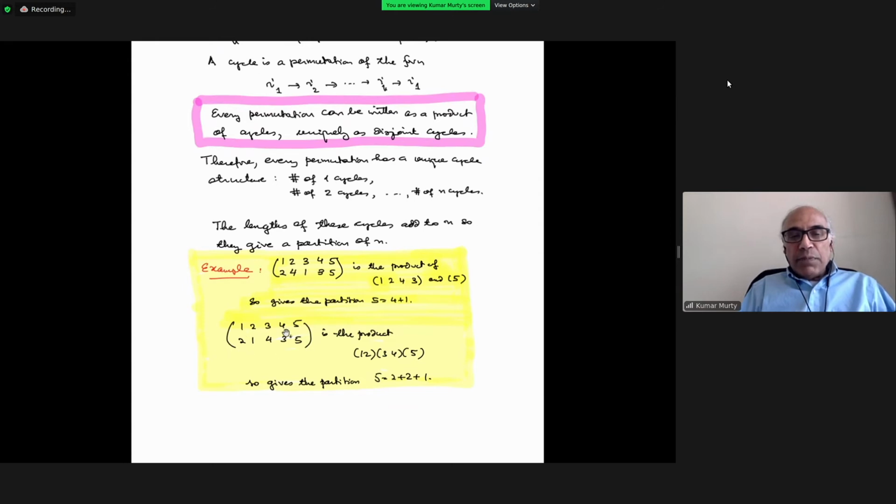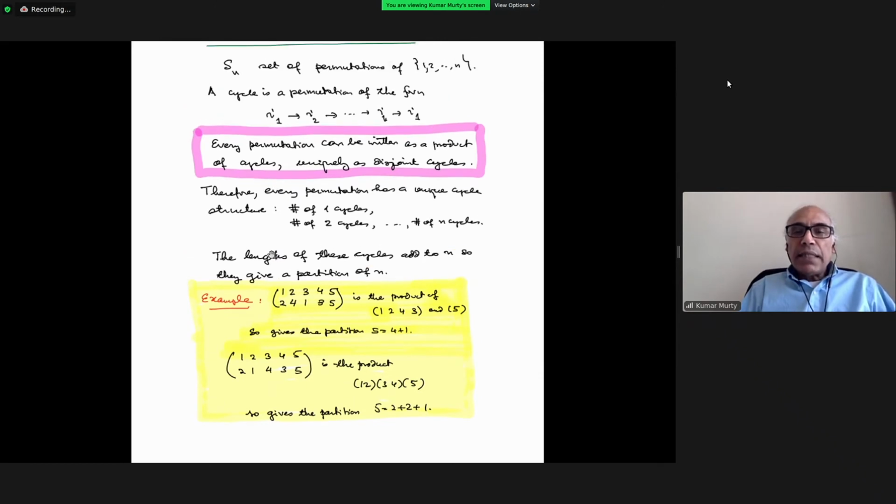Similarly, if I have this permutation, write it as a product of disjoint cycles. It's these two transpositions, and still 5 is fixed. So that gives the partition 5 is 2 plus 2 plus 1: two 2 cycles and one 1 cycle. Okay, so therefore, there's this dictionary between conjugacy classes and partitions of n.